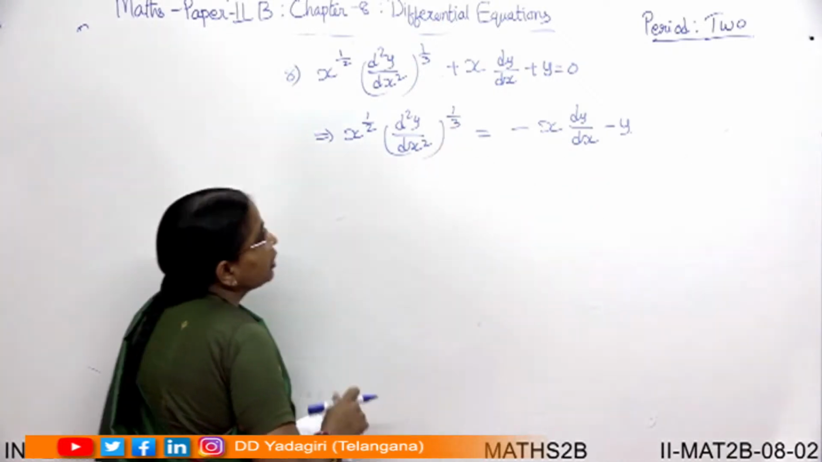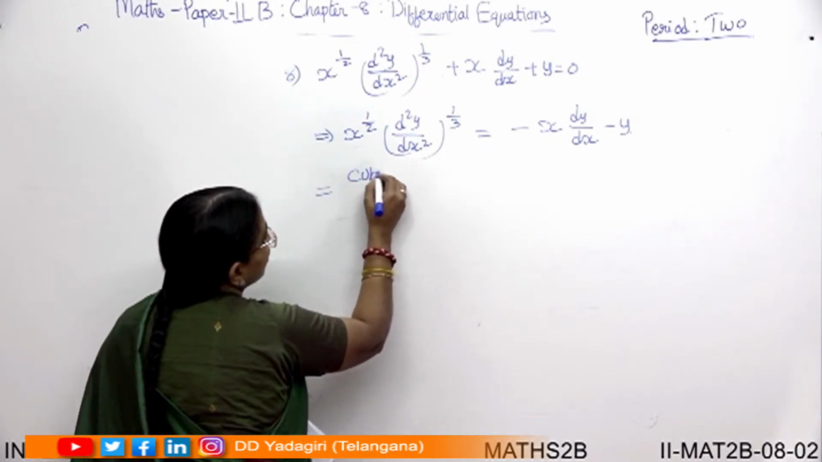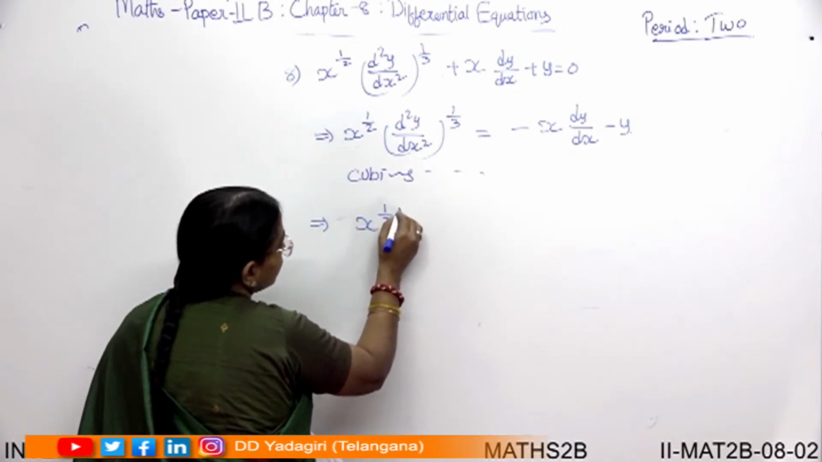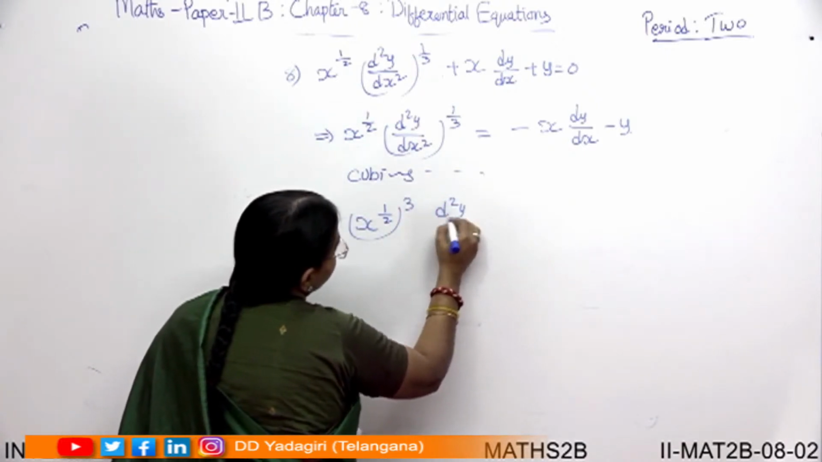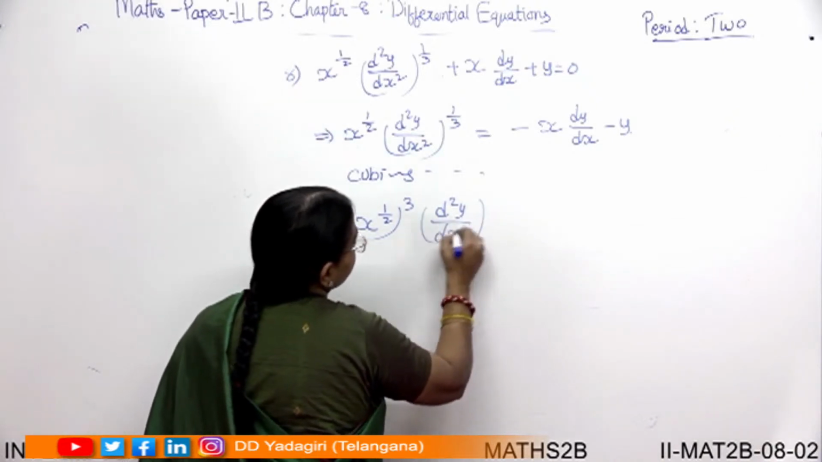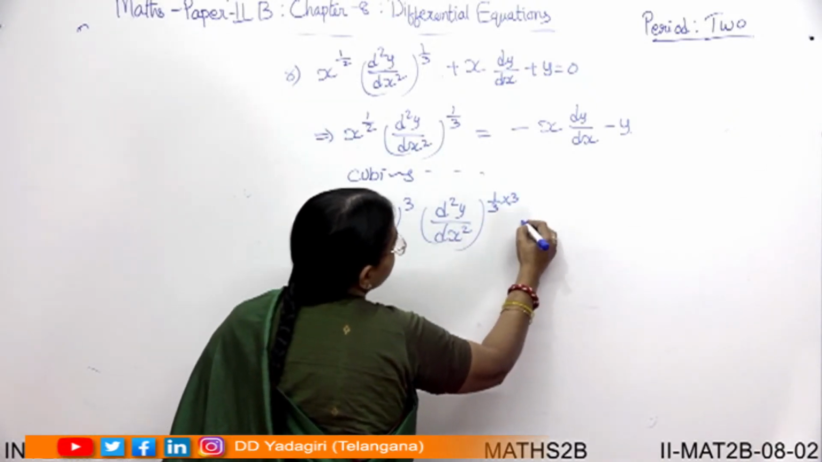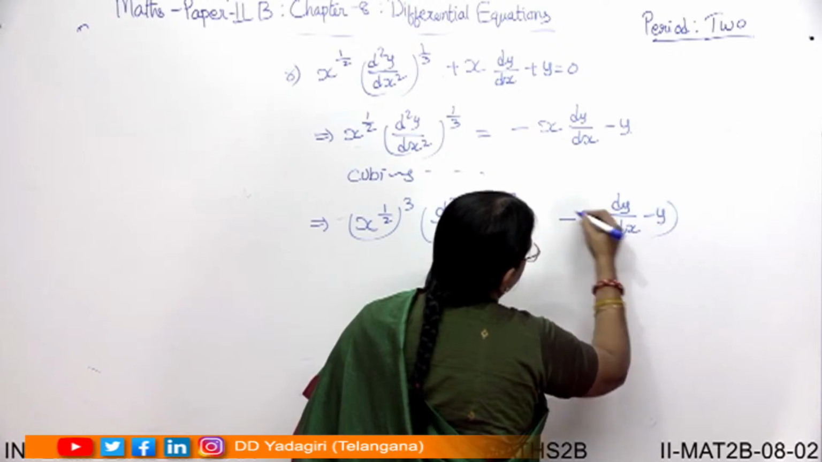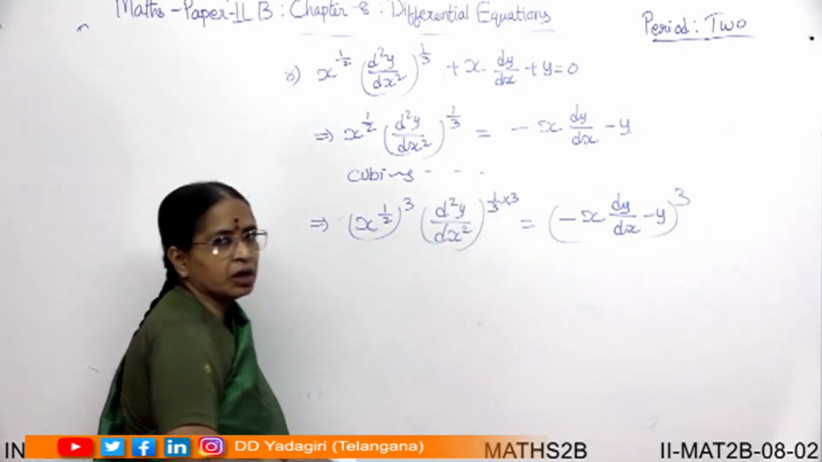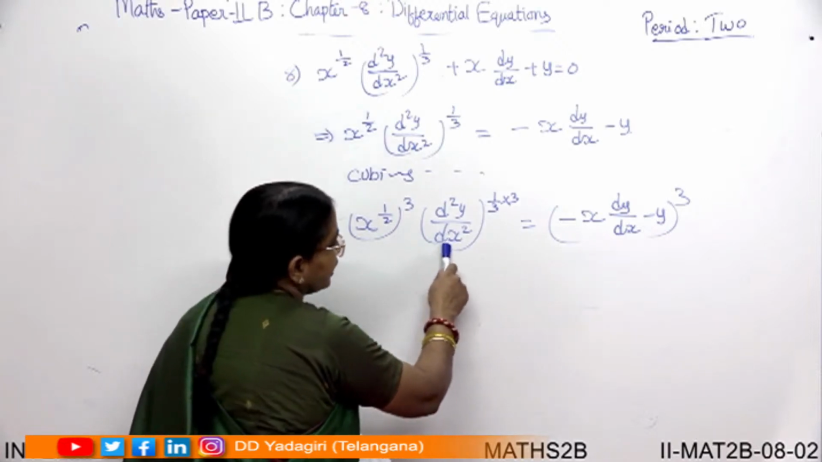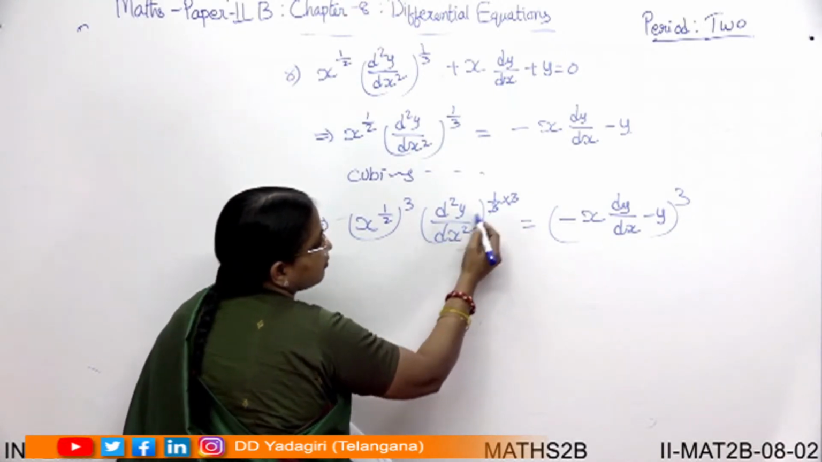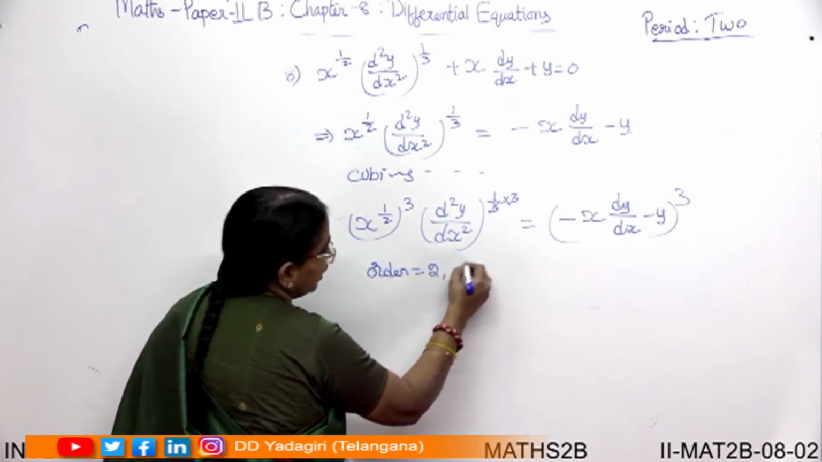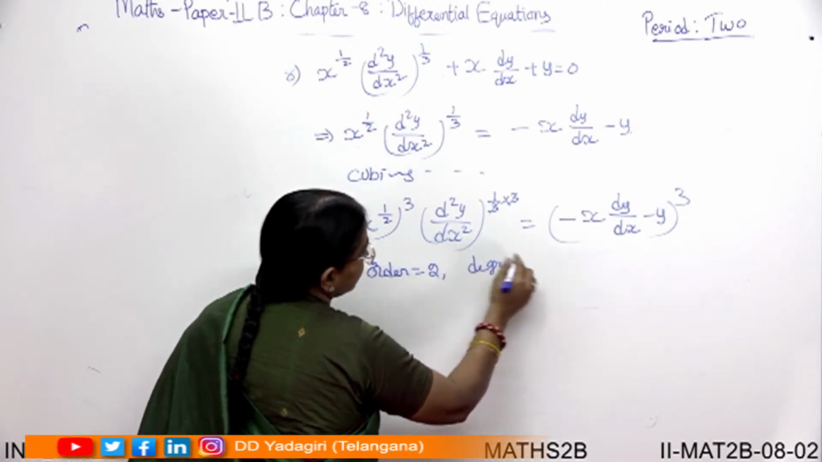So what will you do? You will cube on both sides. Cubing on both sides, you get (x to the power half) whole cube into ((d square y by dx square) whole to the power 1 by 3) whole cube is equal to (minus x dy by dx minus y) whole cube. Okay, so now the highest order derivative is d square y by dx square. What is the highest power for it? 1. So the order is 2 and the degree is 1.